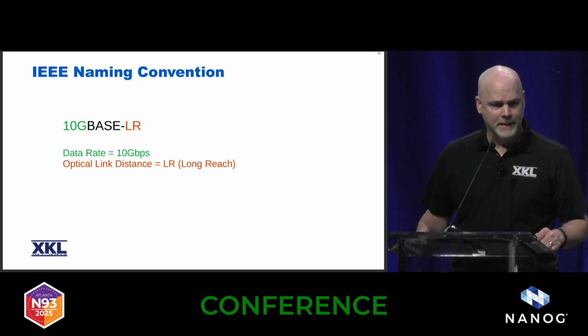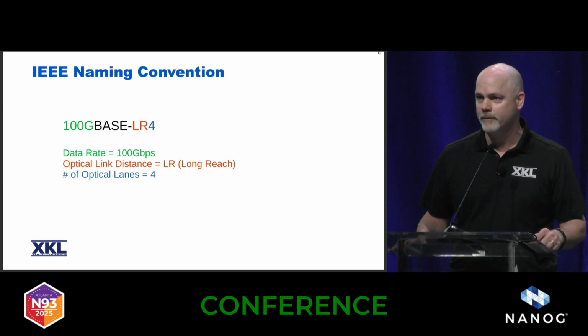So let's talk a little bit about naming conventions. The IEEE scheme here, 10G base LR, I think everybody's familiar with that. Really straightforward. You had LR, you had SR, single mode or multi-mode, data rate 10 gig. It's very straightforward, easy. So I hope you get over the fact that it's not going to be easy anymore.